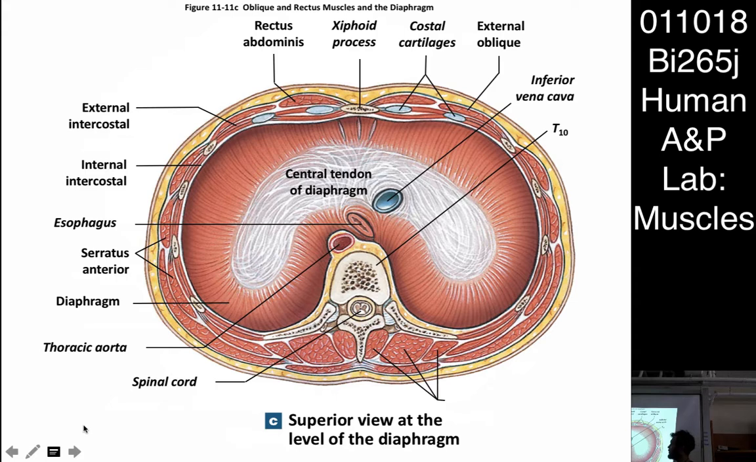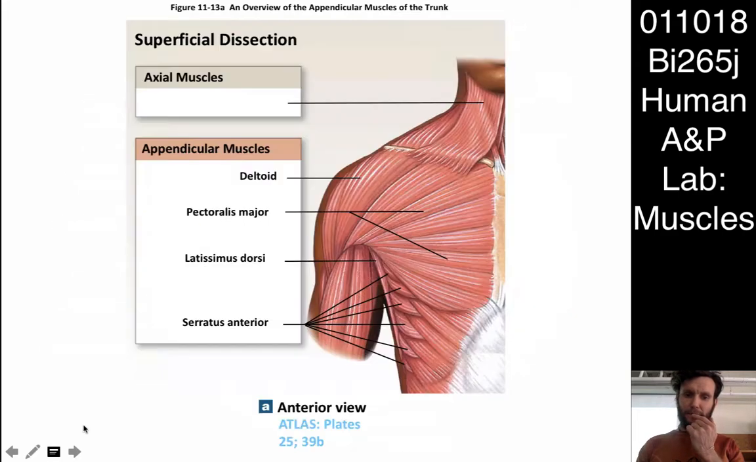What else is in there? Here's the central tendon of the diaphragm. I don't think a whole lot else. The inferior vena cava also passes through the diaphragm, diaphragmatic tendon.